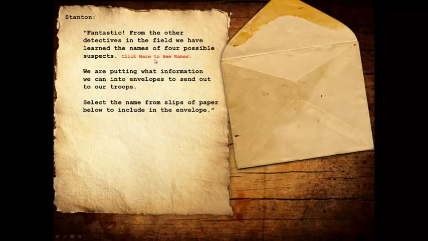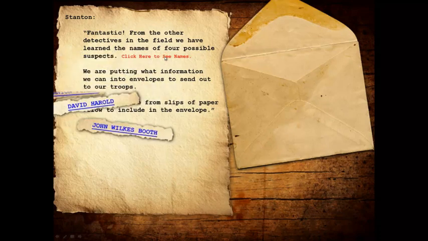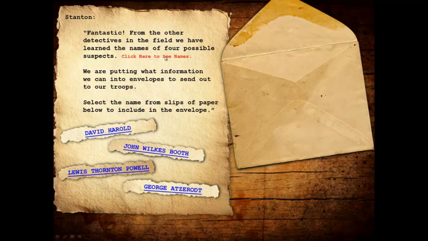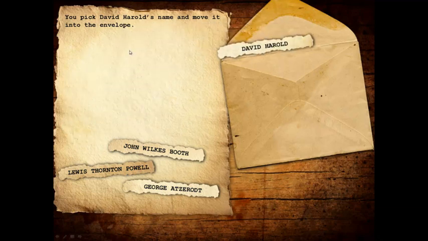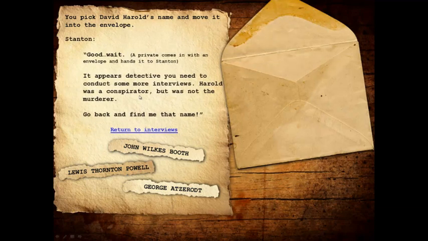So here, we click to see the names. Again, same concept. I just simply put an animation to the text when it flies in. And you'll notice that each one of these is a hyperlink. So if we choose the incorrect hyperlink, David Harold, you picked Harold's name, moving into the envelope. Look, it automatically happens. Text fades in. We didn't get the right one. So we're going to go back to the interviews.